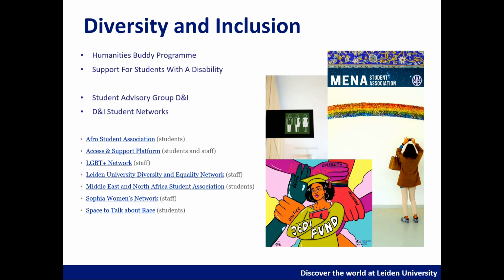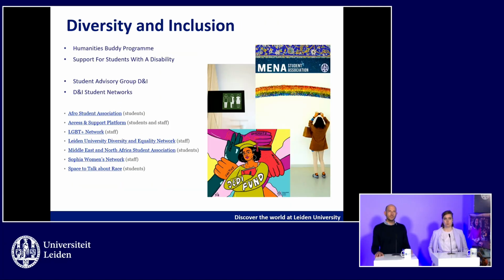So we have the Fenestra Disability Center. You can get some accommodations there. We have several student networks, but also a student advisory group for diversity and inclusion. So you find some of our student networks over there. If you're interested in joining them, you can always send them a message.